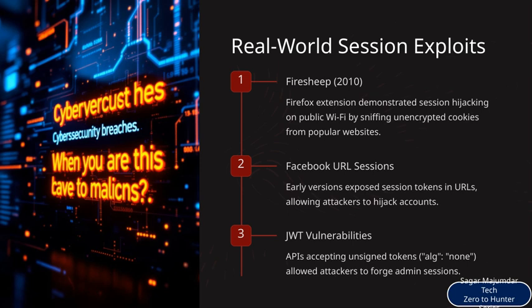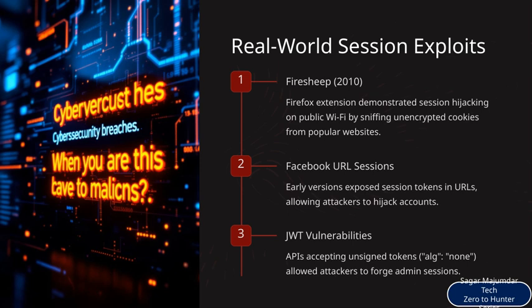And finally, let's talk about JWT vulnerabilities. JSON Web Tokens are widely used in APIs for authentication, but a significant problem arose when some APIs accepted tokens with an alg value of none, meaning the tokens were unsigned. Attackers could exploit this flaw to forge admin sessions, gaining unauthorized access. This highlights how critical it is to validate tokens properly and avoid trusting anything that isn't securely signed.